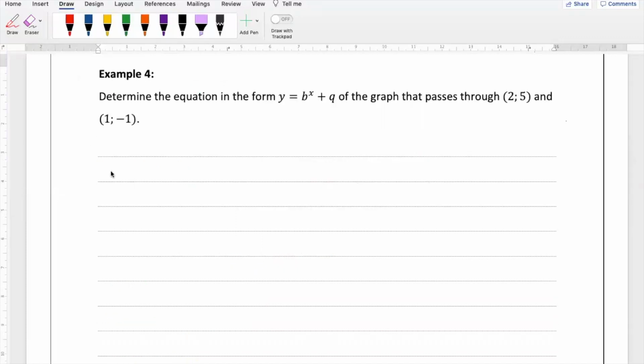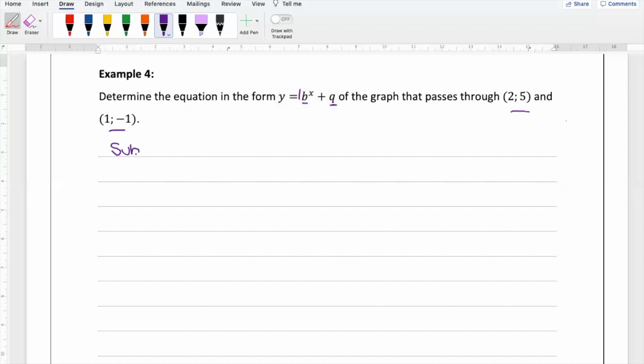Okay, let's move on to example 4. It says, determine the equation in the form y equals b to the power of x plus q of the graph that passes through 2, 5, and 1, negative 1. Now we can see that we only got 2 pieces of information. We've just got these 2 points. No asymptotes, nothing like that. But if we look very carefully, we're only looking for 2 unknowns because the a has been given to us as 1. So let's substitute. Let's see.